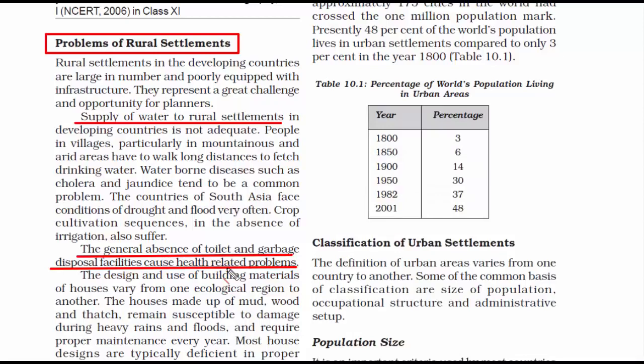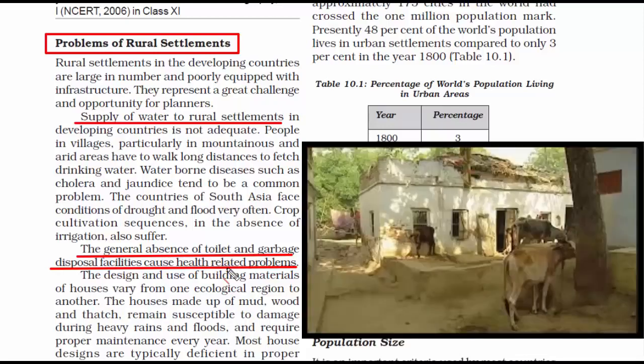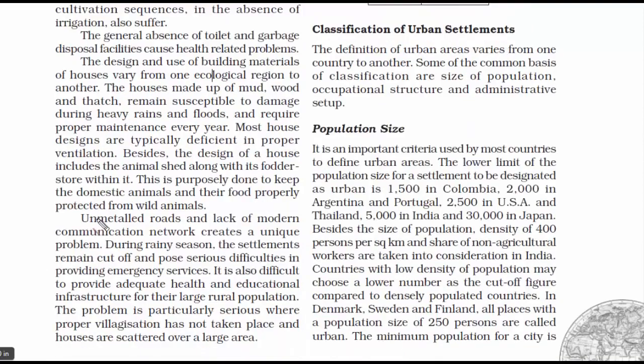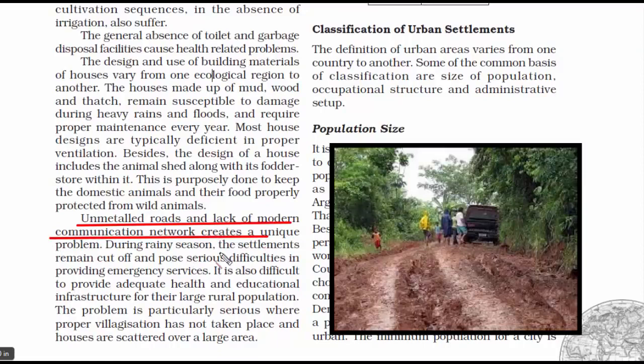Many houses are designed in such a way that animals and animal fodder are stored within the house compound to protect them from wild animals. So this also creates an unhygienic condition that creates serious health related problems. The third problem is unmetalled roads and lack of modern communication network. During rainy season, the rural settlements remain cut off and pose serious difficulties in providing emergency services.